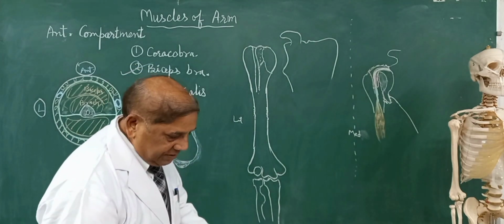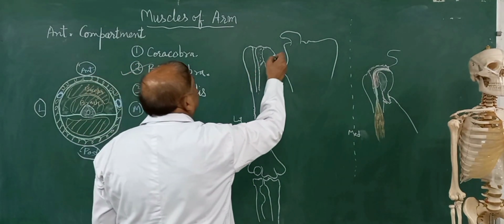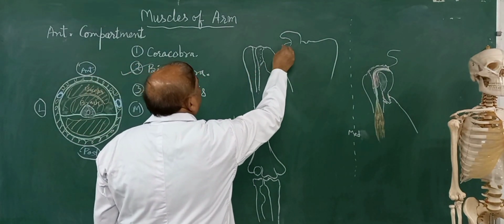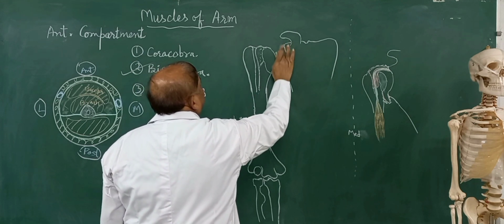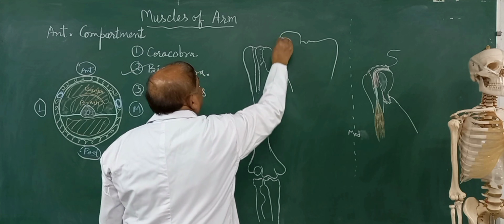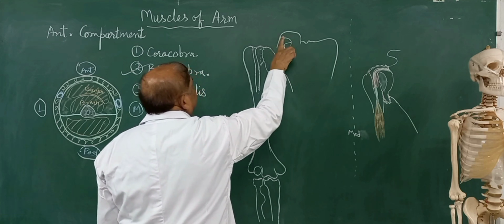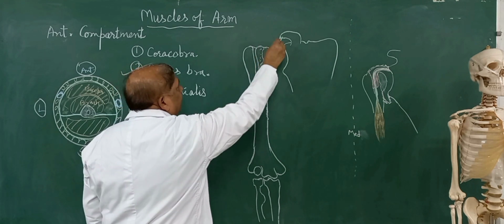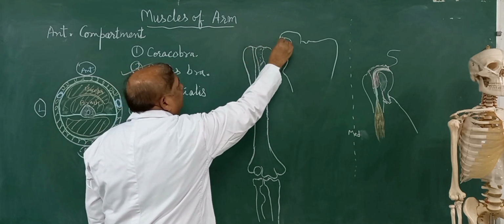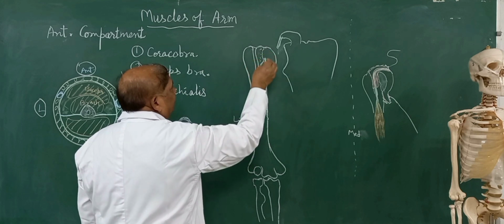So this is a tendinous origin to begin with. Along with the coracobrachialis, this tendon of the short head of the biceps takes origin from the tip of the coracoid process, which lies lateral to that of the origin of the coracobrachialis.